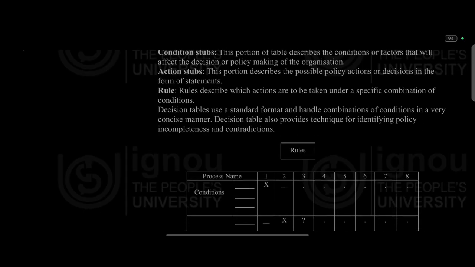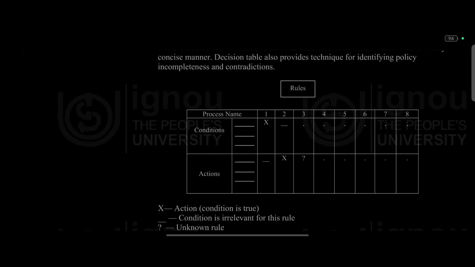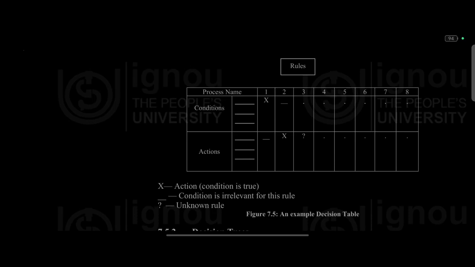Decision tables use a standard format and handle combinations of conditions in a very concise manner. A decision table also provides a technique for identifying policy incompleteness and contradictions. Here you can see Figure 7.5, an example of a decision table.